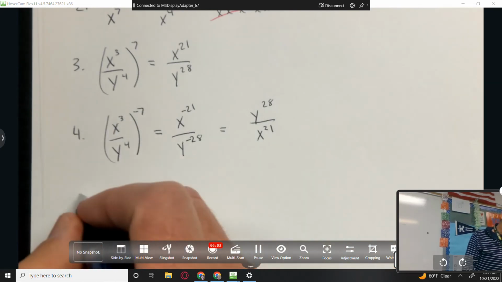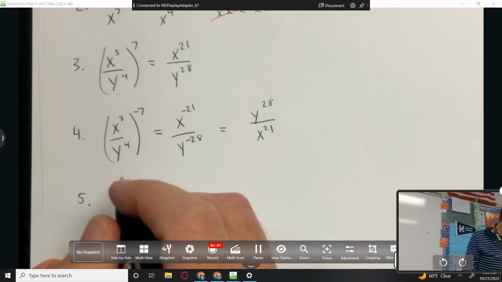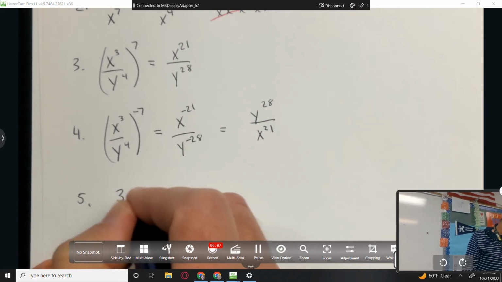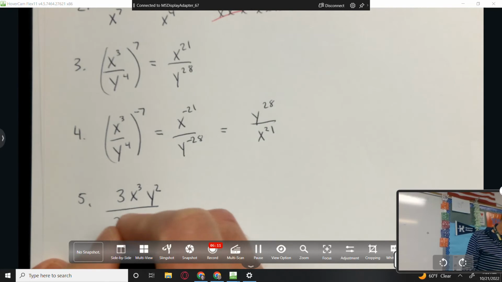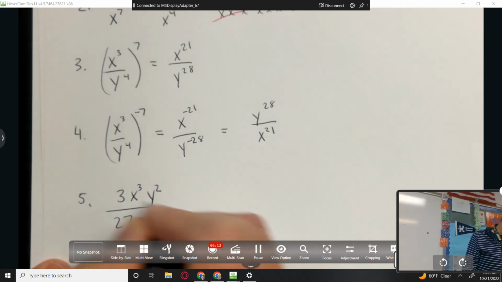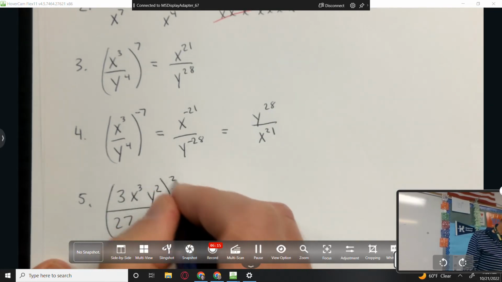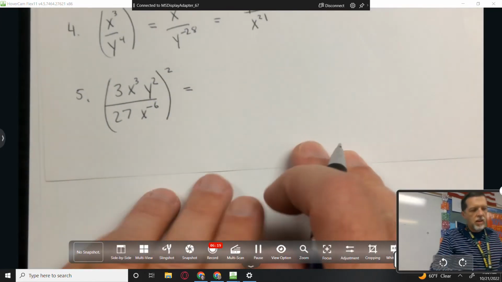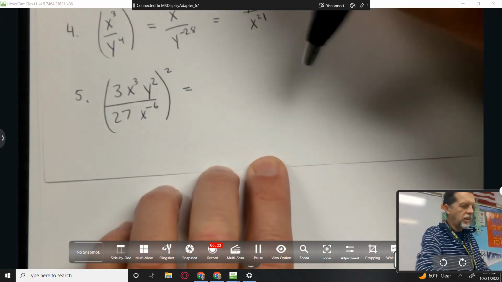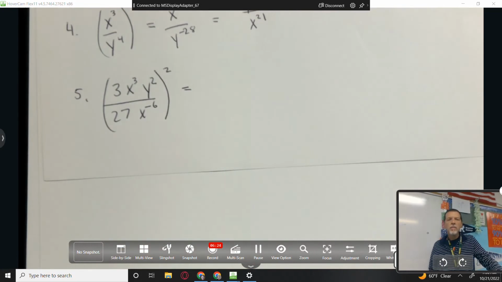Okay, those were mostly one or two things at a time. Let's step it up a little bit here. 3x cubed y squared over 27x to the negative 6, all squared. So that looks fun.